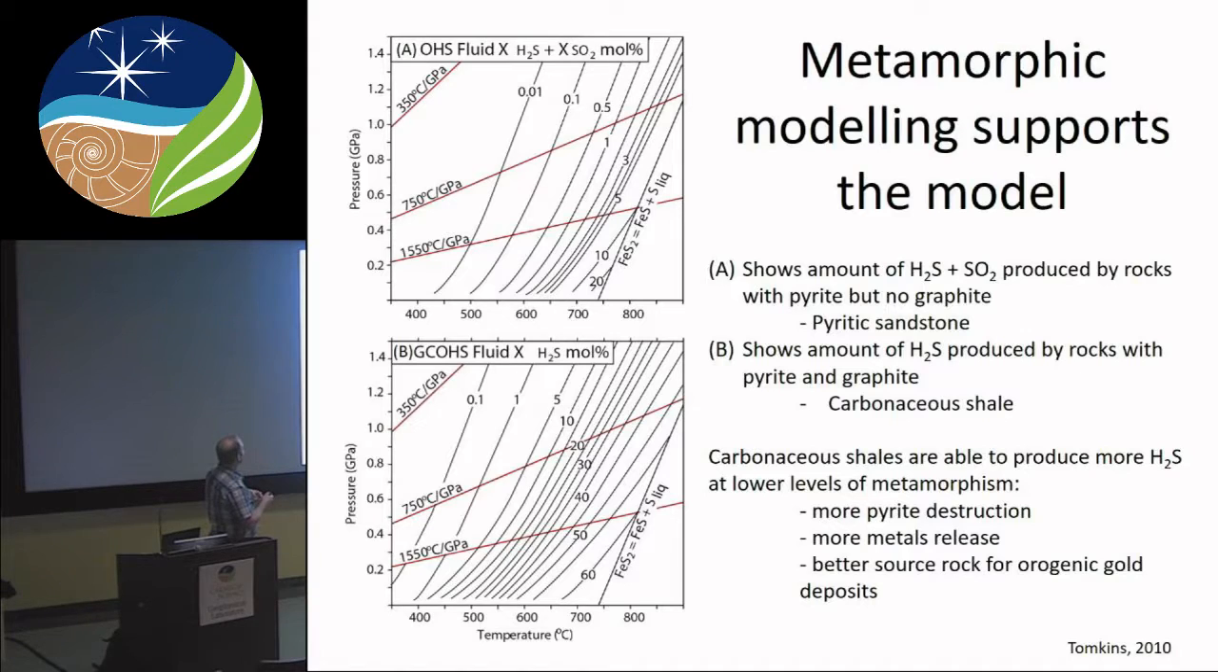The top one here is for a system that's basically just a pyritic sandstone, but that contains no graphite. And the lower one is a system that contains graphite. These lines are basically lines of pyrite destruction. So this is the amount of pyrite that's destroyed and free to give up its gold. And it's much higher at the same pressure temperature conditions in carbonaceous shales rather than pyritic sandstones. So this is indicating also that carbonaceous shales are more able to give up their gold, in addition to having more gold to begin with.